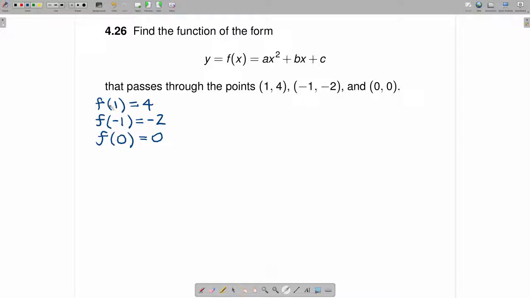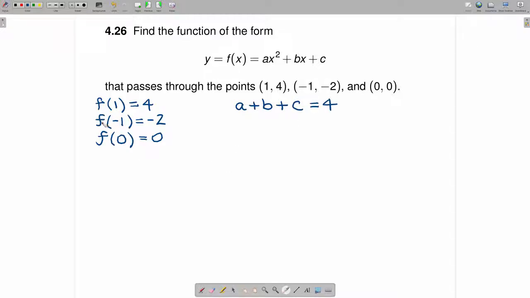So taking this first piece here, f of 1 is equal to 4, I'm going to go ahead and write out f of 1 here. And f of 1 turns out to be nothing more than a times 1 squared plus b times 1 plus c, and we know that is equal to 4.